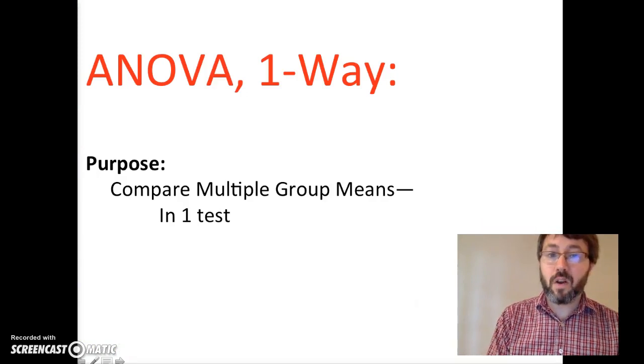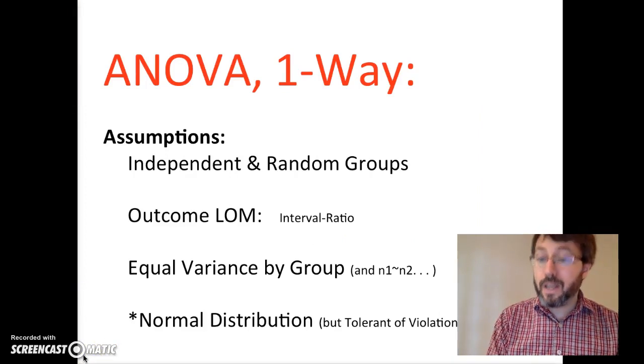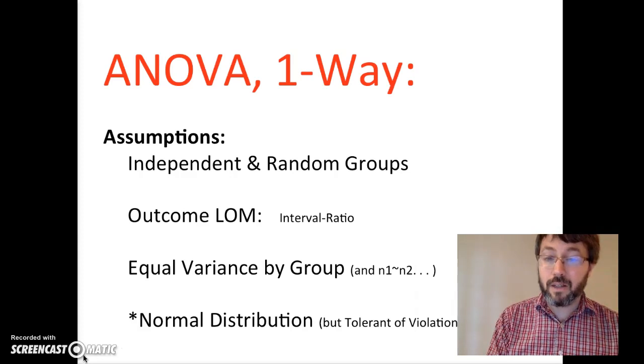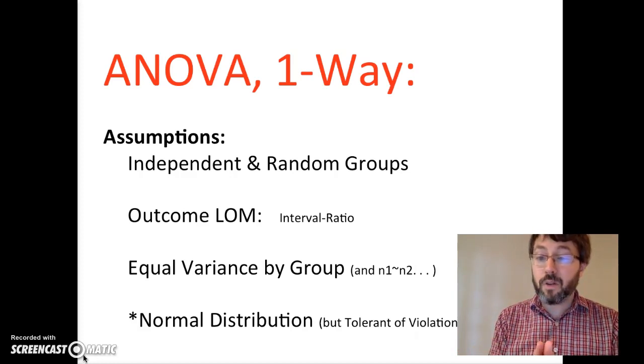Again, the purpose of the ANOVA is to compare multiple group means in one test, which is exactly what we want to do. Like every test, it has assumptions, and for ANOVA it assumes that the groups are independent of each other and randomly selected, that the outcome measure is on an interval to ratio scale, and that the variance between the groups is equal. So when we look at the spread around the measure of central tendency, we're looking for standard deviations that are very similar or interquartile ranges that are very similar. And also that the data themselves are normally distributed.